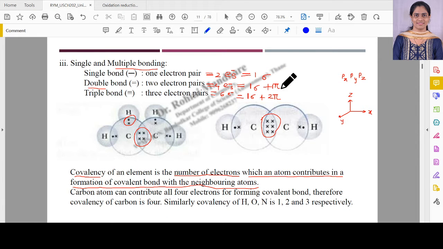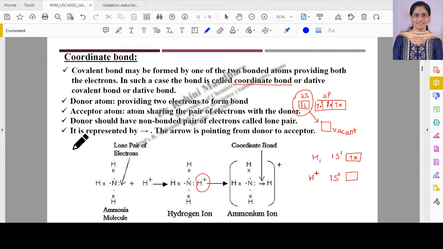Then we have seen different properties of covalent bonds also. So remember the covalency of elements: the covalency of hydrogen is 1, oxygen is 2, nitrogen is 3, and that of carbon is 4. So valency as well as covalency.